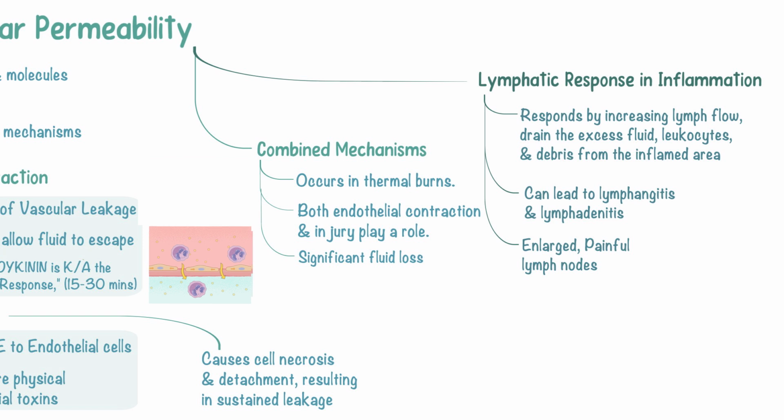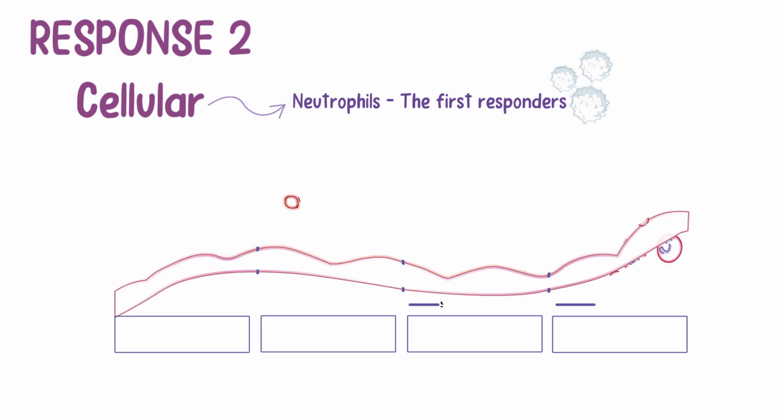Red streaks near a skin wound can indicate lymphangitis, often signaling a bacterial infection. Now that we have got the blood vessels sorted, let's talk about what the white blood cells are up to during this time. The first responders here are neutrophils. Think of them as the body's emergency team.